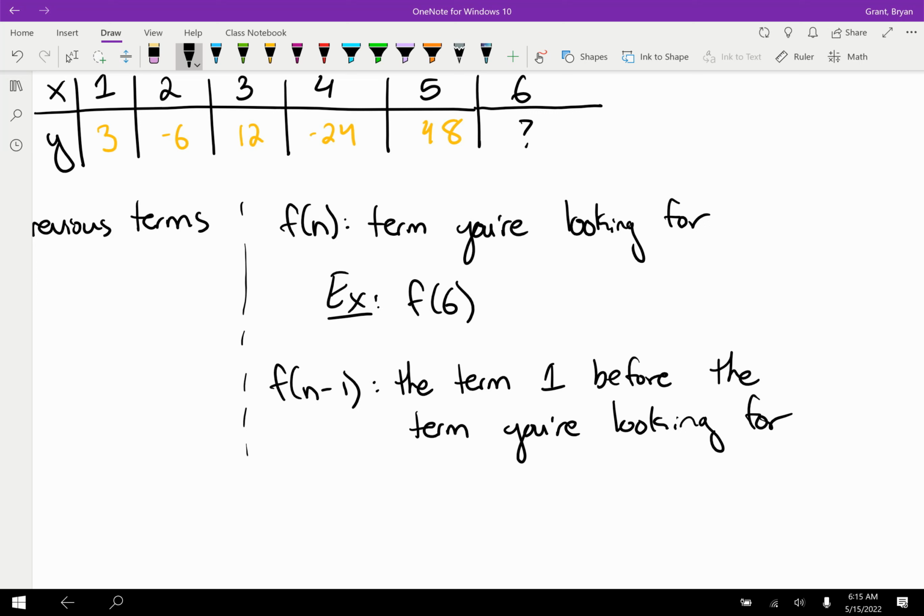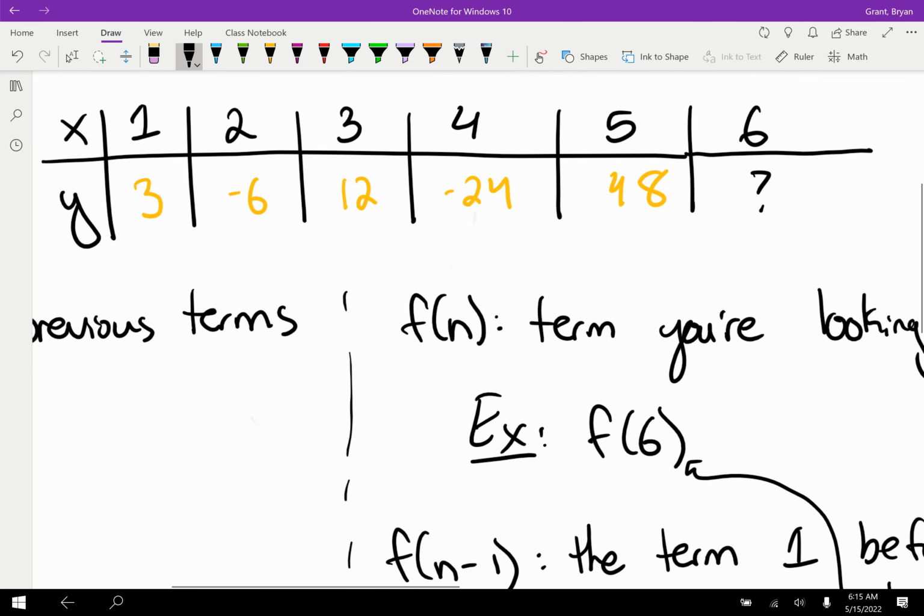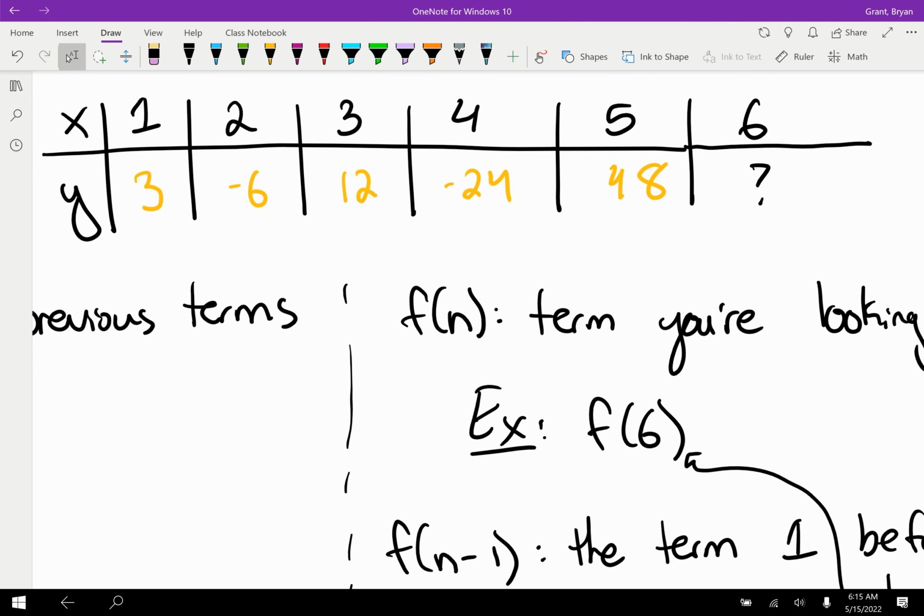So for example, if we were looking for f of 6, then this term would be f of 6 minus 1, which is f of 5. F of 5 is 1 before f of 6. And so this notation can be put together to create a formula. In fact, let's look at the pattern up above, and then we can finish off with the formula. If I wanted to find this term, and I knew the ones before it, could I? Well, keep asking yourself that question.